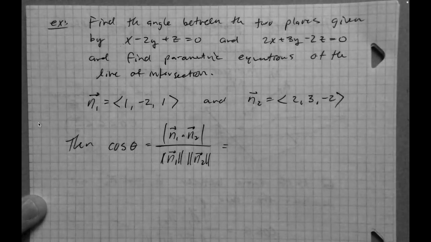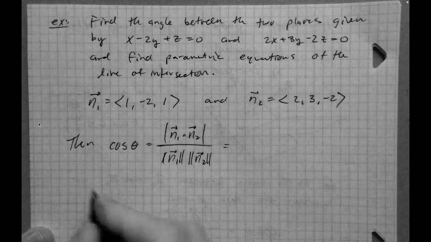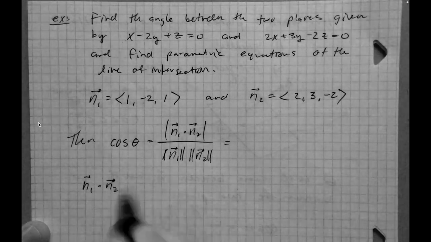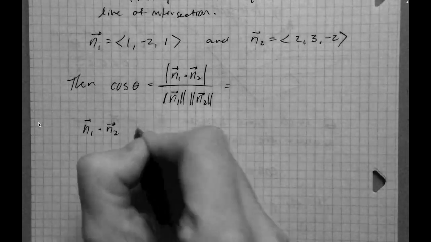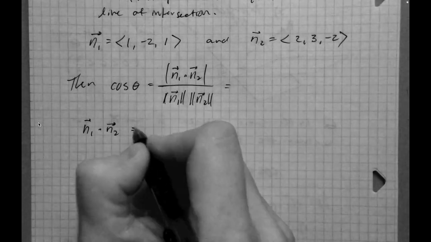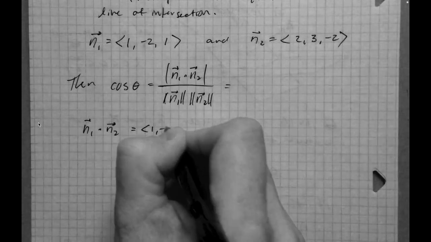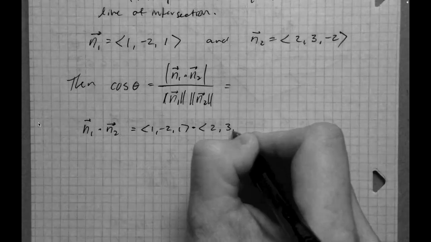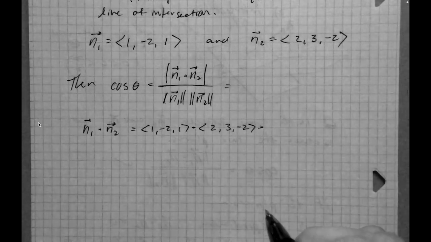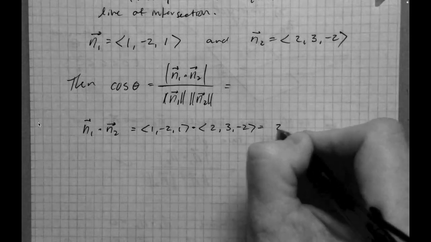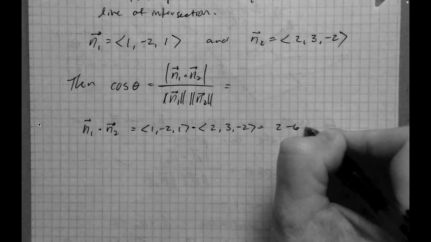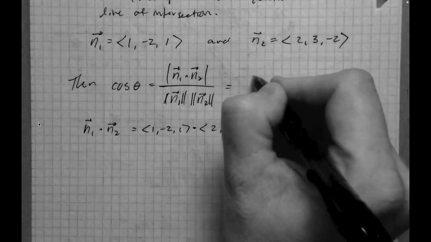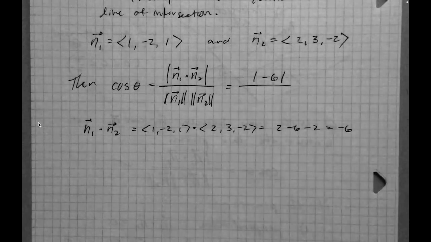Okay. So let's calculate these things separately. So n1 dot n2. What's n1 dot n2? Well, let's see, (1, -2, 1) dot (2, 3, -2). Okay, and we get 2 minus 6 minus 2, so -6. And so that means you've got -6 in the top here.